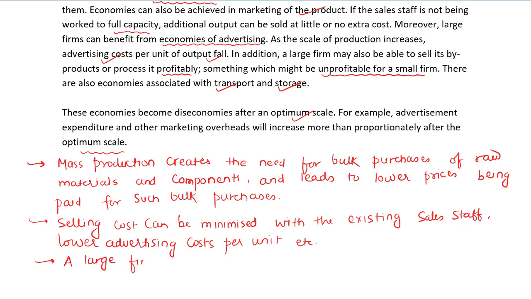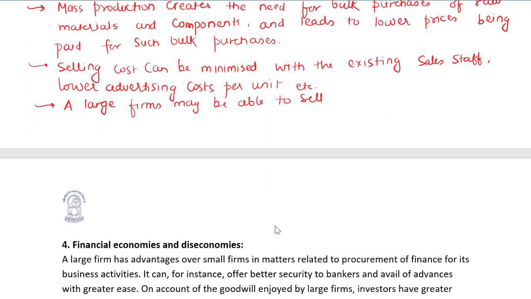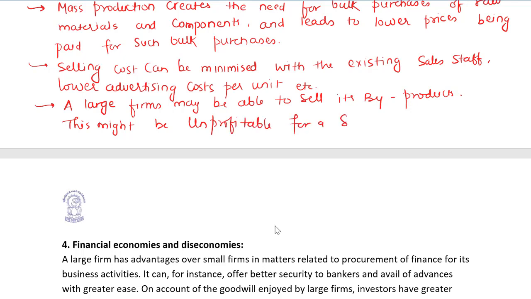A large firm may be able to sell its byproducts also. This might be unprofitable for a small firm. The reason is why? Because the byproducts also need to be processed, and further processing is not possible for a small firm to do.